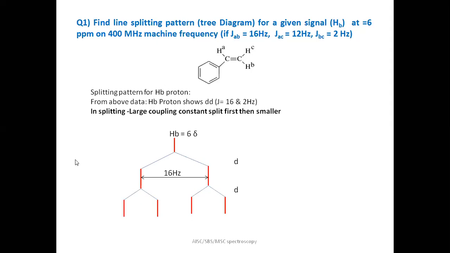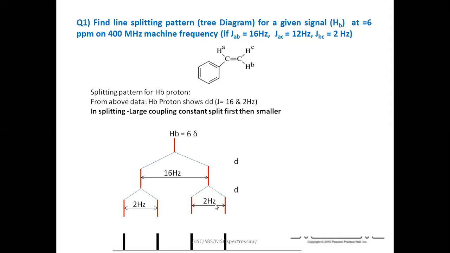So this is a 2 hertz distance, because it is split due to that second geminal coupling, that is the 2 hertz. So the distance between them is 2 hertz. Now you're getting that signal, that is a doublet of doublet. So you're getting four lines like this, and the actual signal is like this. So this is a doublet of doublet.